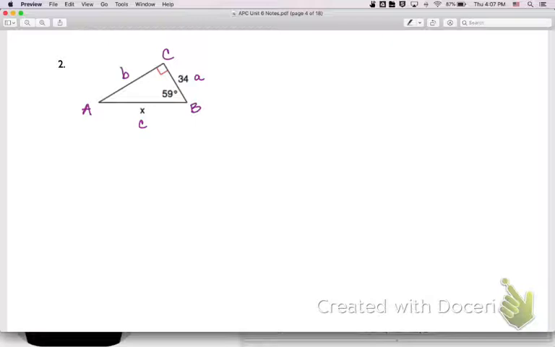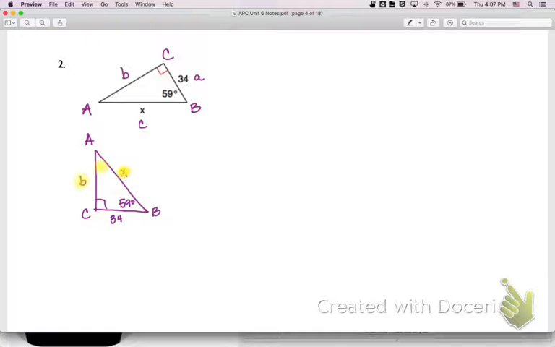And again, like I said, if you don't like looking at it sideways like that, you can always redraw it however you want to so that it makes more sense. So if this is 59 degrees, that makes this B, this C, and this A. So C is equal to X, and A is equal to 34, and B we don't know. So in this one, we need to find X or the C, we need to find B, and we need to find angle A.